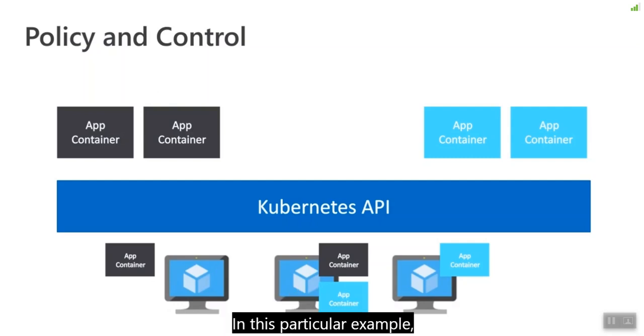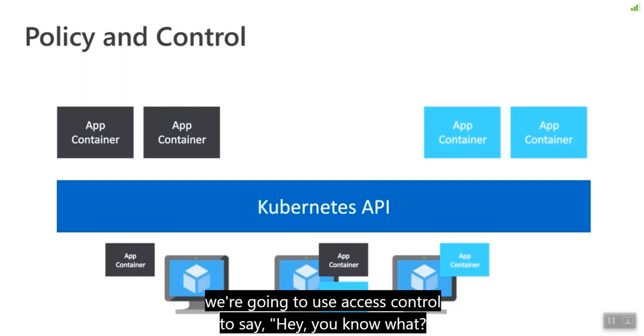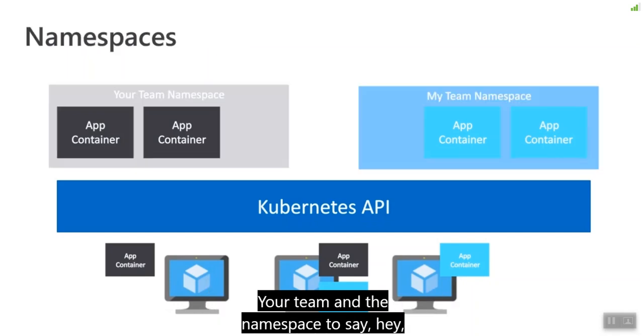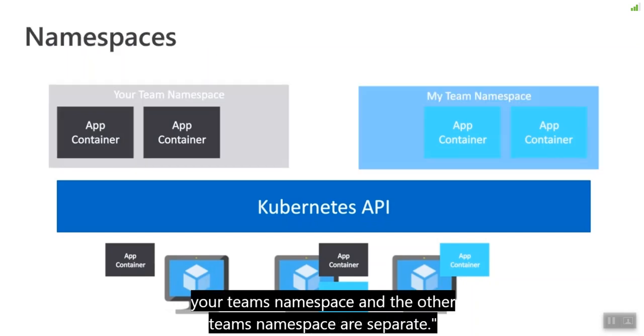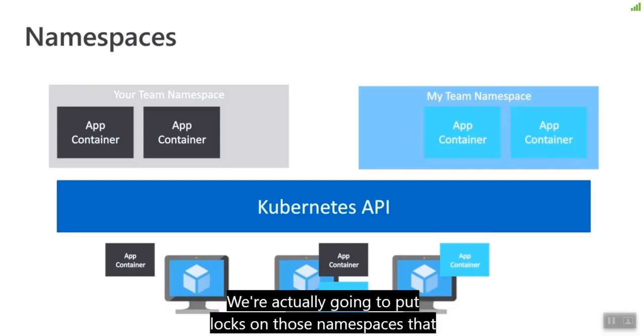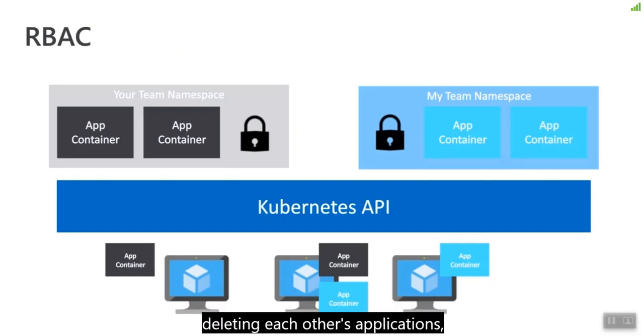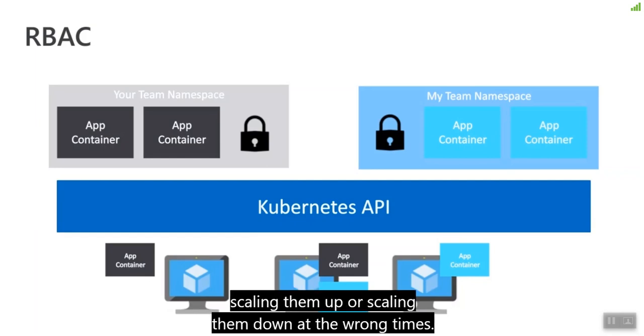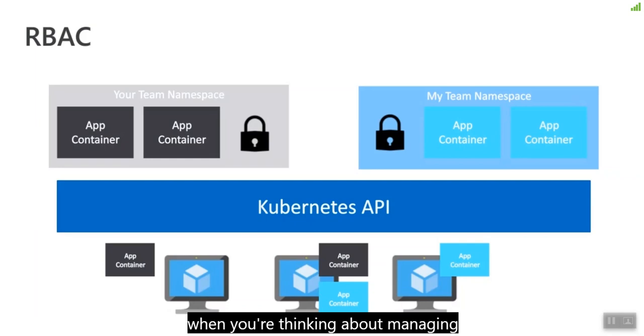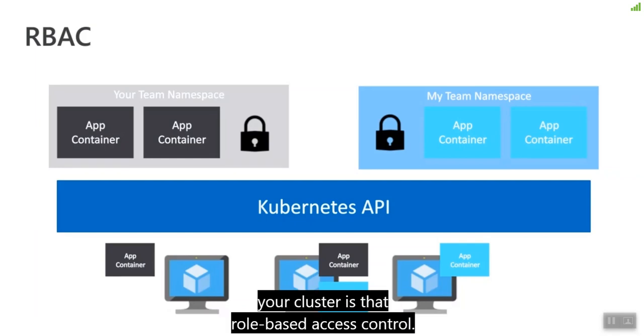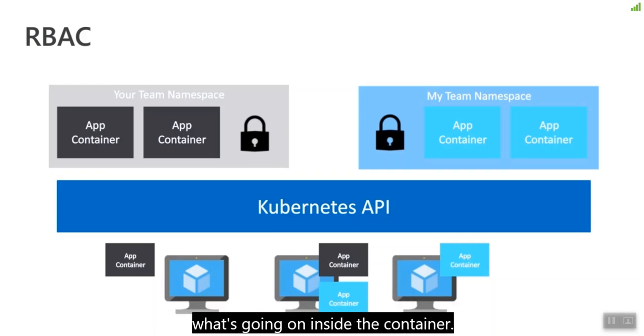So in this particular example, we're going to use access control to say, hey, your team's namespace and the other team's namespace are separate. And we're actually going to put locks on those namespaces that mean that only I can access my team's namespace, only you can access your team's namespace, and that keeps us from accidentally deleting each other's applications, scaling them up or scaling them down at the wrong times. So the first thing you want to be doing when you're thinking about managing your cluster is role-based access control. But of course, role-based access control isn't enough, because it doesn't do anything about what's going on inside the container.